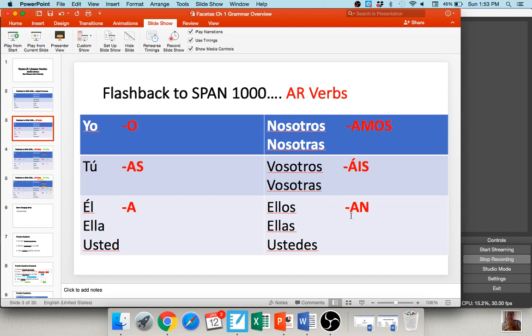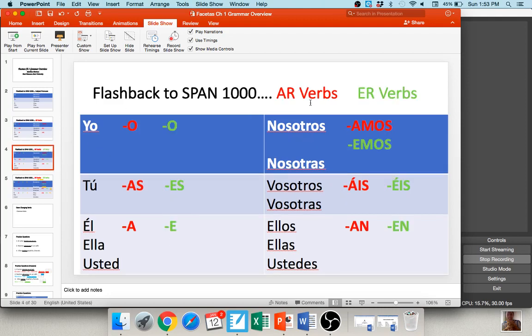So a very quick review: if a verb ends in AR, such as hablar, we drop the AR and add back o, as, a, amos, áis, and an. So we end up with hablo, hablas, habla, hablamos, habláis, and hablan.